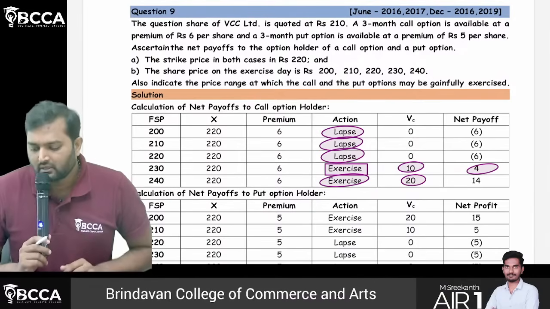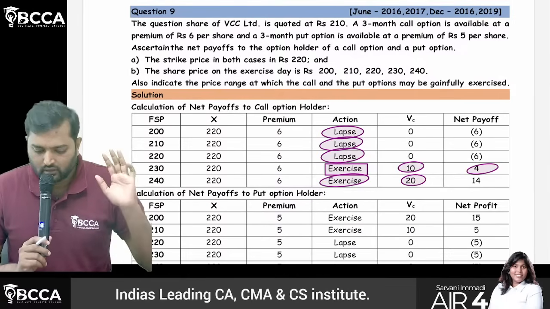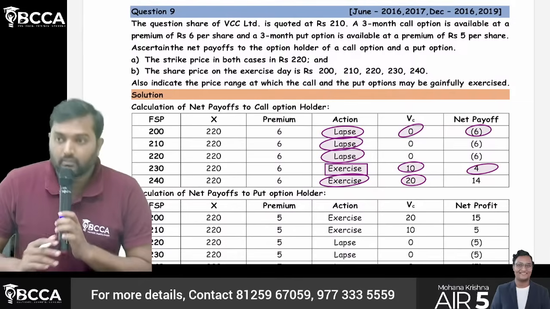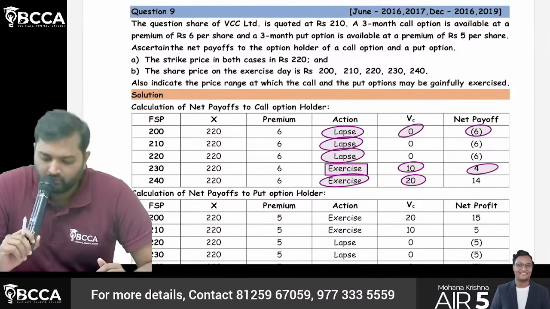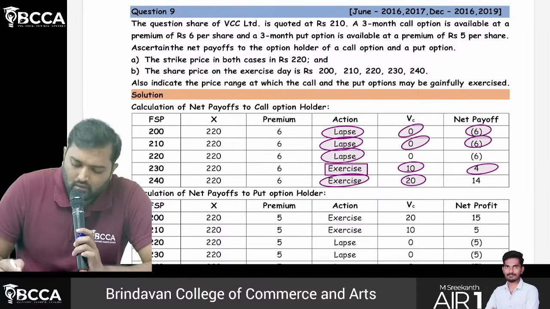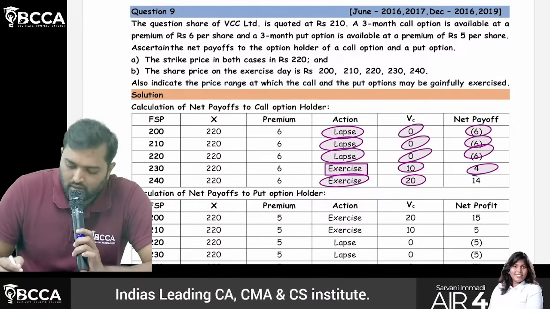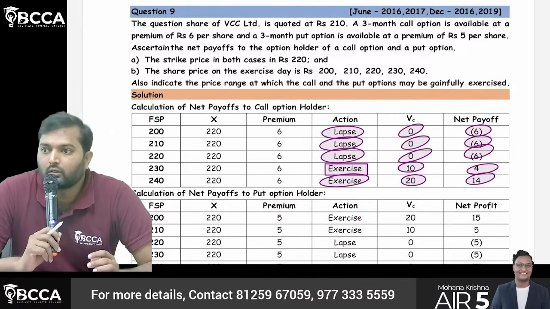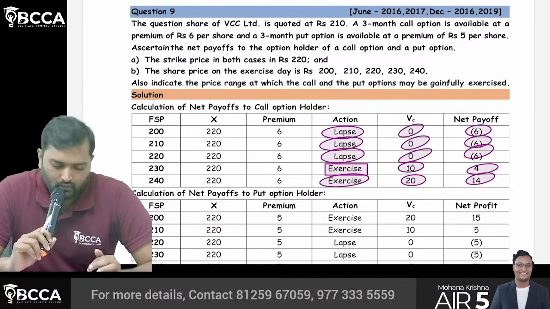But first case, we are not getting any benefit, 0 benefit, but expense is 6 rupees. Premium is an expense, non-refundable. 6 rupees loss. Second case, 6 rupees loss. Third case, 6 rupees loss. Last case, 14 rupees benefit. Clear? Done.